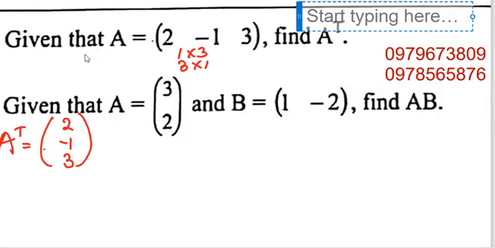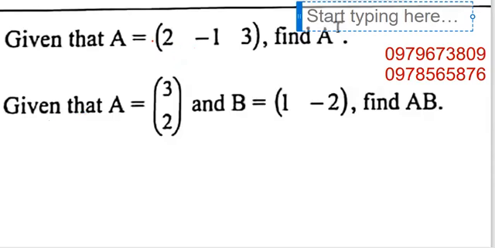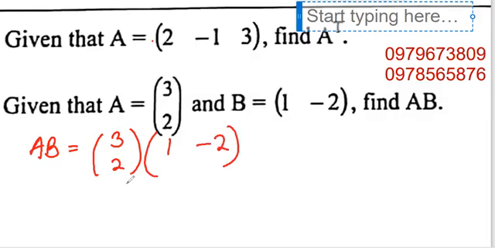Okay. So we get to look at the second question. On the second question, we are supposed to multiply these two matrices, because if we're being asked to find A multiplied by B, then it means that we need to get the matrix A, which is 3 and 2, and matrix B is 1 and minus 2. What will be our answer?